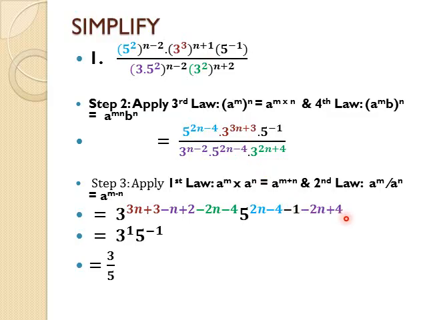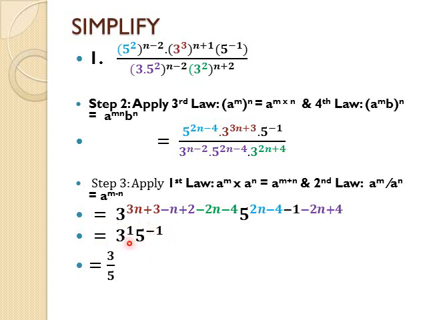Right, and from there now we're just testing, do you know how to add? So 3n minus n gives me 2n, 2n minus 2n, 0. 3 plus 2 gives me 5. 5 minus 4 would give me 1. There, 2n minus 2n cancels. Minus 4 plus 4 would cancel, and I'm left with negative 1, which is very common in your exam questions.